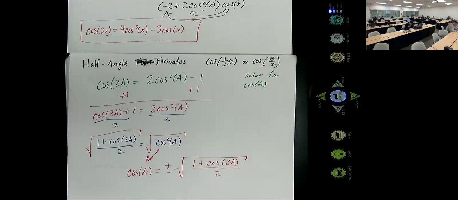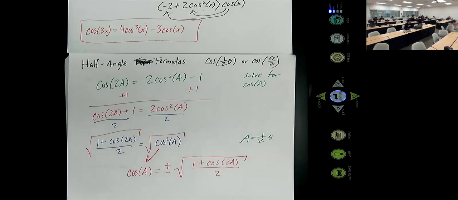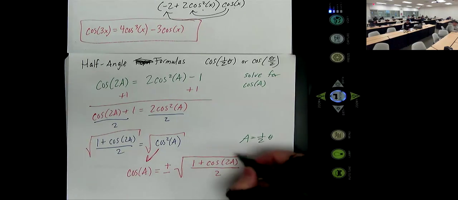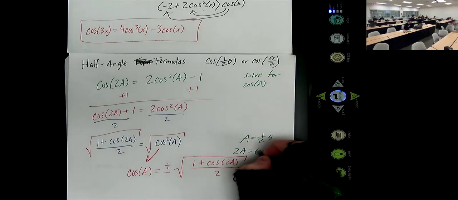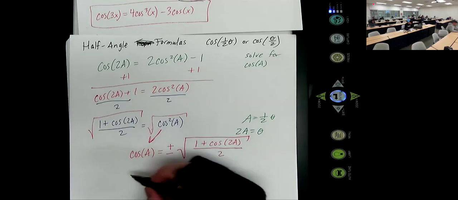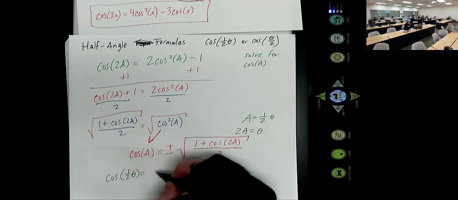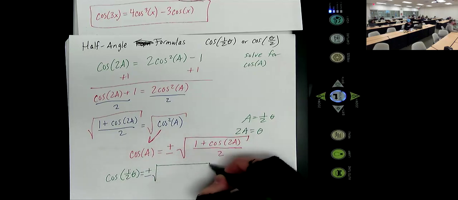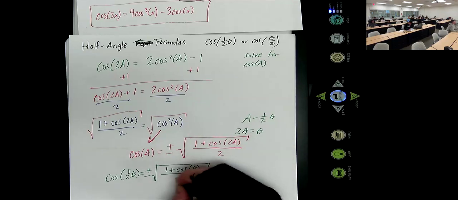All good so far? Now, I don't want a, I want half of an angle, so I'm going to say a equals 1/2 theta. What would 2a be if a is 1/2 theta? It would just be 1 theta, right? So I can say cosine of 1/2 theta equals plus or minus the square root of 1 plus cosine, we just said 2a is theta, 1 plus cosine theta over 2.